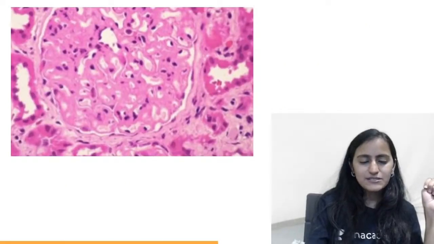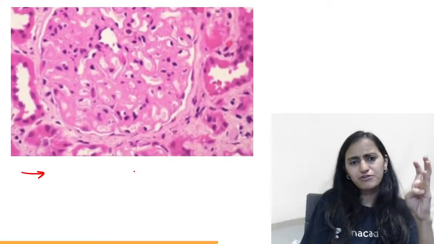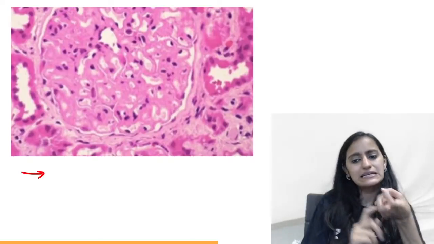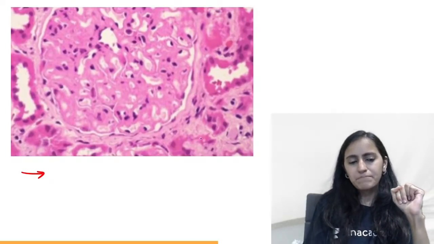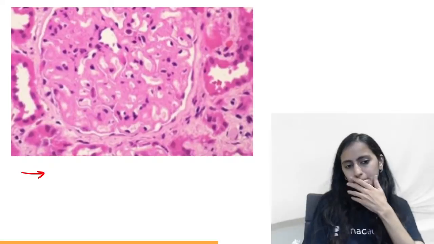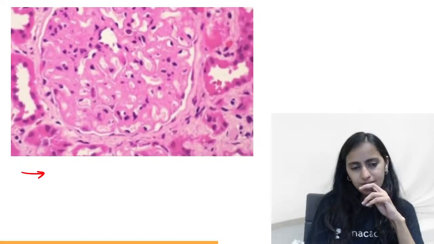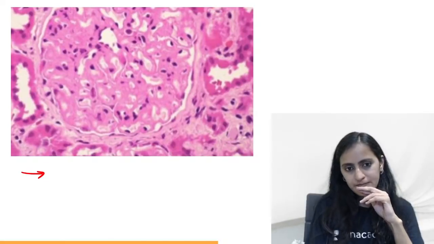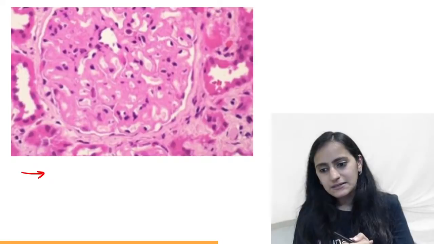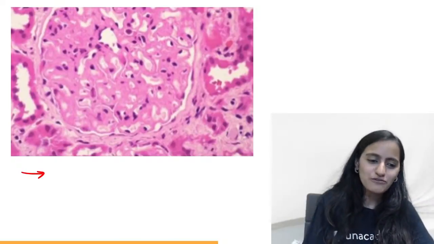Okay. Next one, what do you think is the diagnosis in this image? Which nephropathy is it? Is it PSGN? Is it membranous? Is it membranoproliferative? Some of you say PSGN, some of you say MPGN, minimal, membranous. Okay, so I see a lot of confusion here, guys.